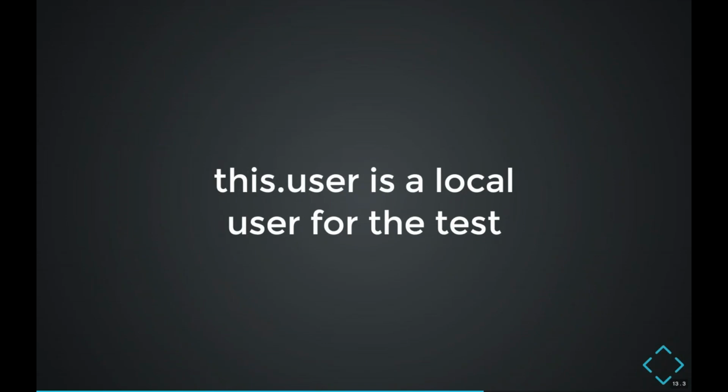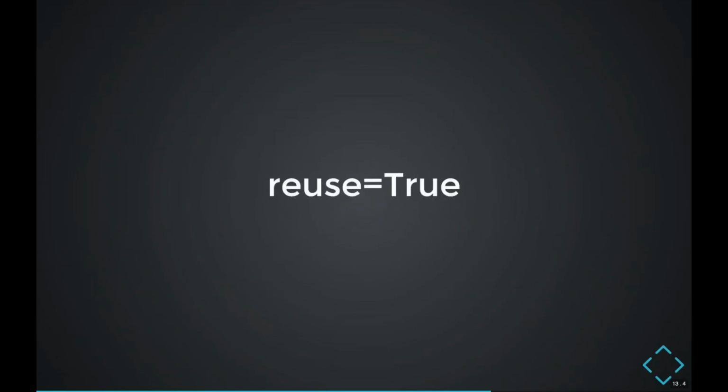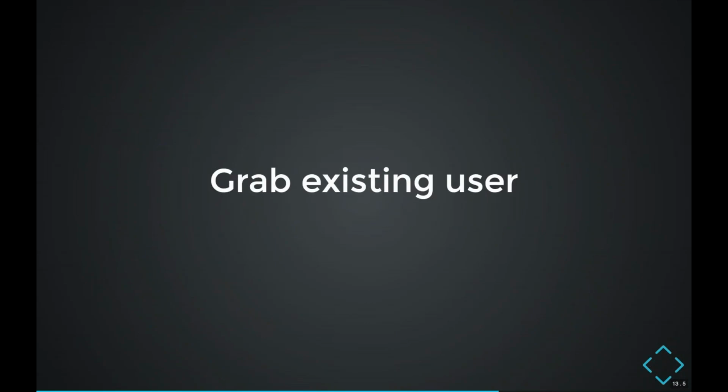This user is a local user for the test. That is declared in the base test, because essentially any test you do is going to have a user object of some sort. So might as well just have it in the base test. I don't have to declare it in any test whatsoever. It's already there. It's already available for me. Reuse equals true, which is a constructor level parameter. And what that's telling my framework to do is to grab an existing user. And it will just query the database and grab a random user to use.